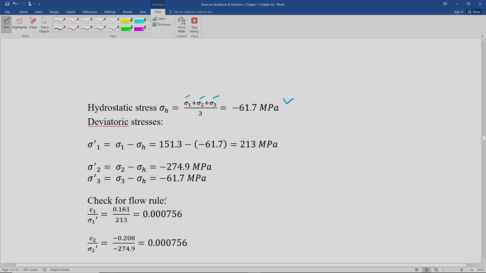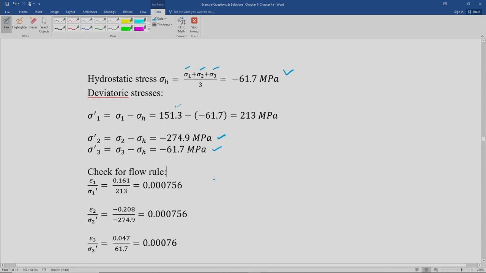If sigma h is known, then we can get deviatoric stresses. Sigma 1 dash is nothing but sigma 1 minus sigma h. Sigma 1 is this minus of minus this, you will get this. Sigma 2 dash is sigma 2 minus sigma h, you should get this, and sigma 3 dash would be this. Okay, and here also you will see that you can check the flow rule. So Levy-Mises flow rule is nothing but epsilon 1 divided by sigma 1 dash is equal to epsilon 2 divided by sigma 2 dash is equal to epsilon 3 divided by sigma 3 dash is equal to d lambda. That's what we studied, no?